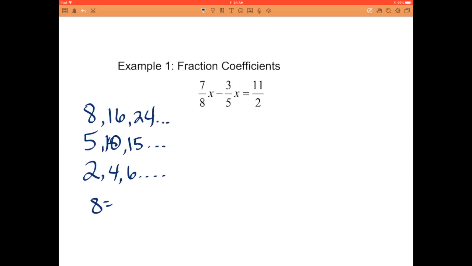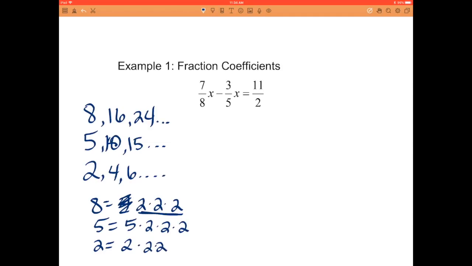So 8 would become, not 4 times 2, 2 times 2 times 2. 5 is just 5, and 2 is just 2. So like we said before, this has 3 2's, so everything else needs to have 3 2's total. So that one is just missing 2 of them. And now we need a 5 with everything as well. So if we multiply all of these parts of the expression together, we'd get 40. So our least common multiple will be 40.